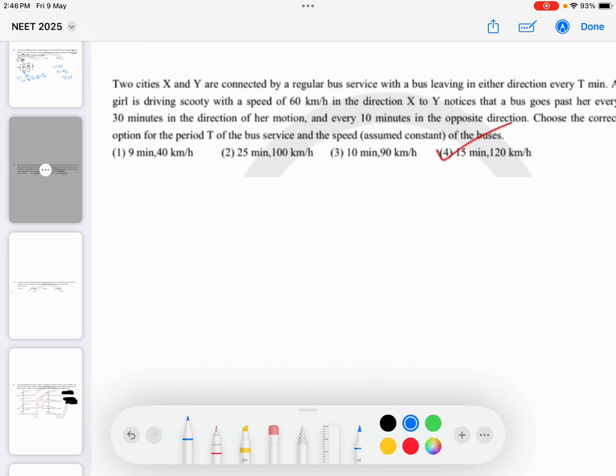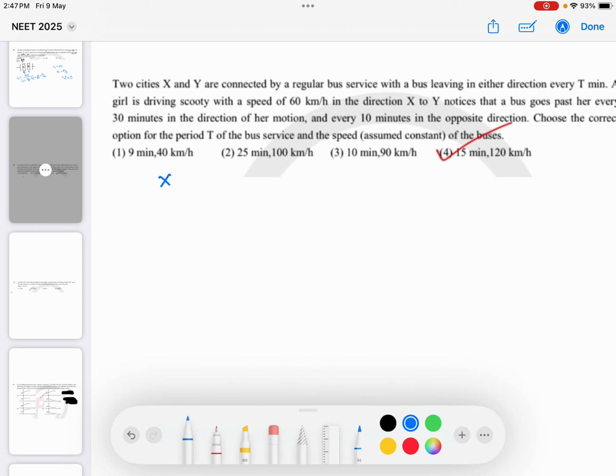In the direction X to Y, she notices a bus goes past her every 30 minutes in the direction of her motion, and every 10 minutes in the opposite direction. Choose the correct option for the time period T of the bus service and the speed of buses, assumed constant. Here time and speed are asked.